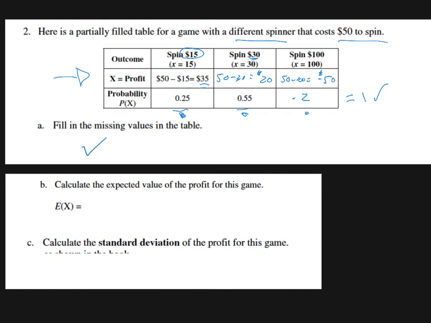To calculate the expected value, we're going to take each value of x, so 35 times 0.25, add that to 20 times 0.55, and add that to negative 50 times 20%. And press pause and calculate that value on your own. Now you should have arrived at a value of $9.75. Now we're going to talk about the standard deviation of the profit for this game. And that gets a little bit more complicated. We're going to do it by hand once, and then we're going to talk about using the calculator.